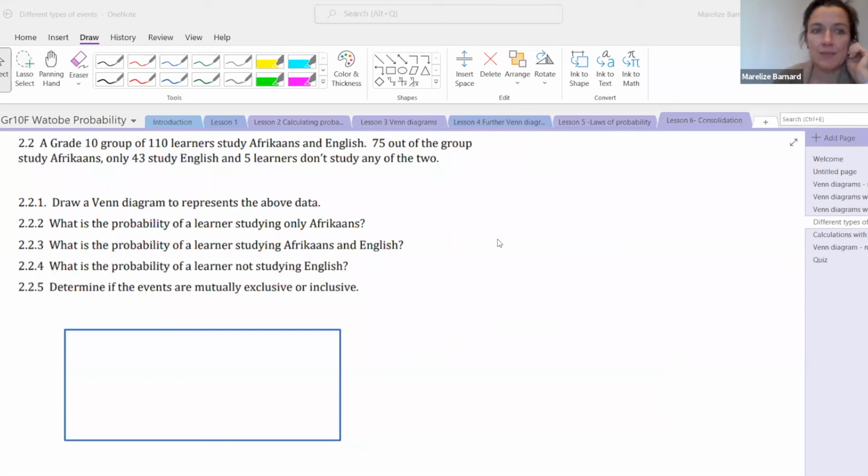Right, put a thumbs up in the chat if you are done. You still have a bit of time, but if you are done, and I mean with the questions as well, not just the Venn diagram, with everything, then put a thumbs up in the chat.